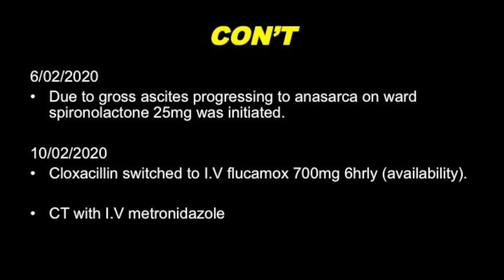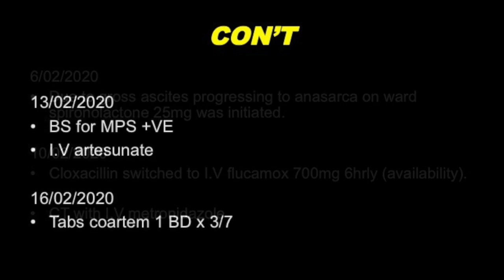So we decided to give the child spironolactone at 25 milligrams. Then now, cloxacillin, they were getting it for themselves. But since the hospital had flucloxacillin, we switched it to IV flucloxacillin, but we still continued with our IV metronidazole because of the abscesses that were still present. So if you remember on the 13th, the blood slide for malaria parasite was actually positive, so we started the child on artesunate. And once it was over on the 16th, we went to Coartem.